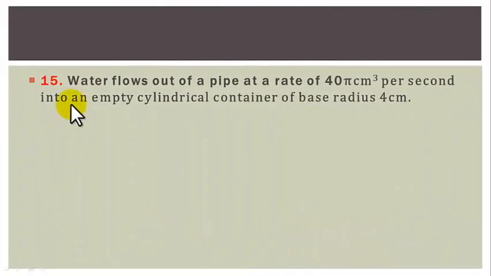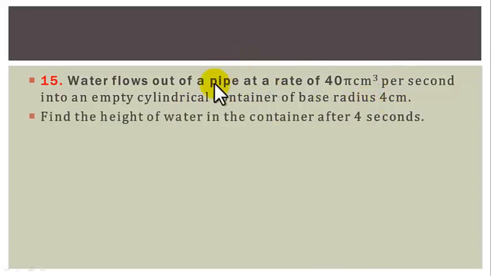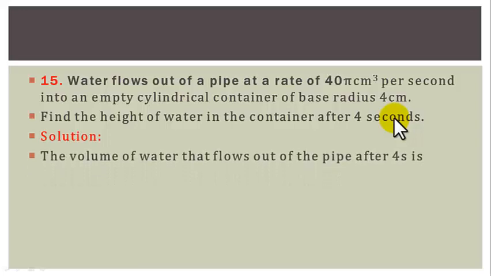Question 15. Water flows out of a pipe at a rate of 40 pi cubic centimeters per second into an empty cylindrical container of base radius 4 cm. Find the height of water in the container after 4 seconds. Solution. The volume of water that flows out of the pipe after 4 seconds is V equal to 40 pi times 4, which is equal to 160 pi cubic centimeters.